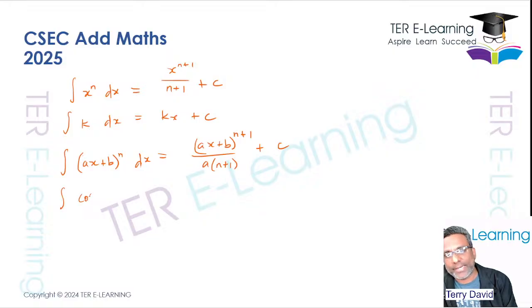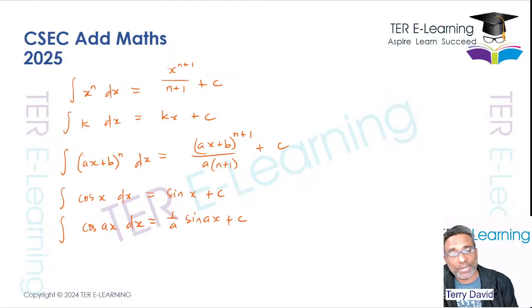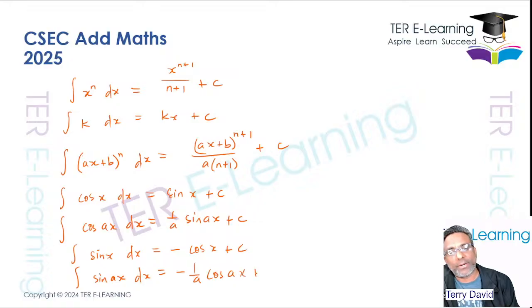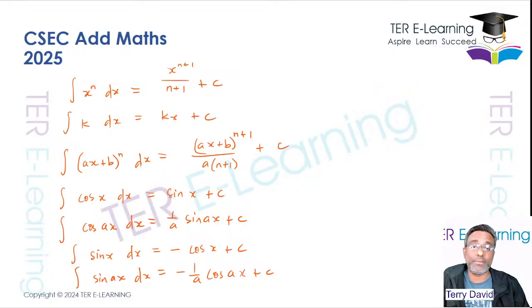If you integrate cosine x dx, you're going to get sine x plus c. If I were to integrate cosine ax, you're going to get 1 over a sine ax plus c. You need to know that formula. We could have the integral of sine x as well. The integral of sine x dx is equal to negative cosine x plus c. And then we also have the integral of sine ax, and in this case we're going to get negative 1 over a cosine ax plus c. So these are integral formulas that we need to know for the exam, so just be aware of that.